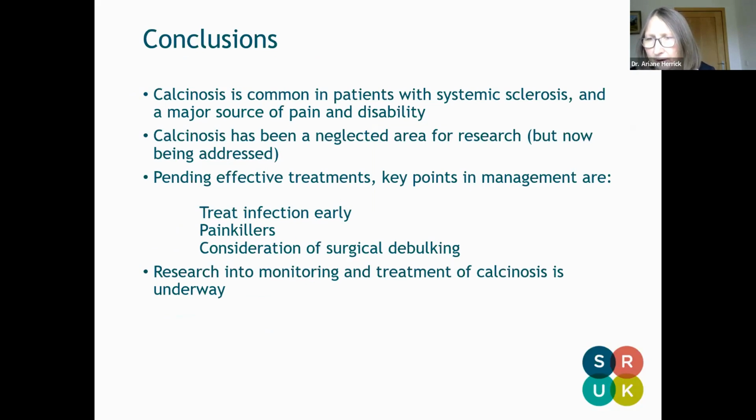And at the moment, the most important things you can do if you have calcinosis are to keep an eye out for a lesion becoming infected and try and treat it early, take painkillers as necessary, and consider perhaps surgical debulking. That's not appropriate in a lot of cases, but it is in some, so it is something to be considered. And as mentioned, we're hoping to continue our research and hopefully find a solution to this very major problem.